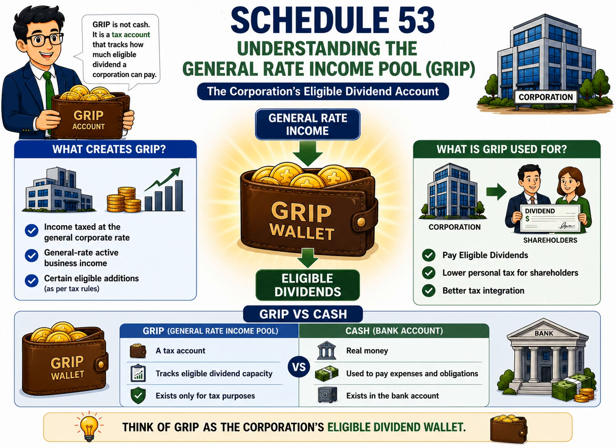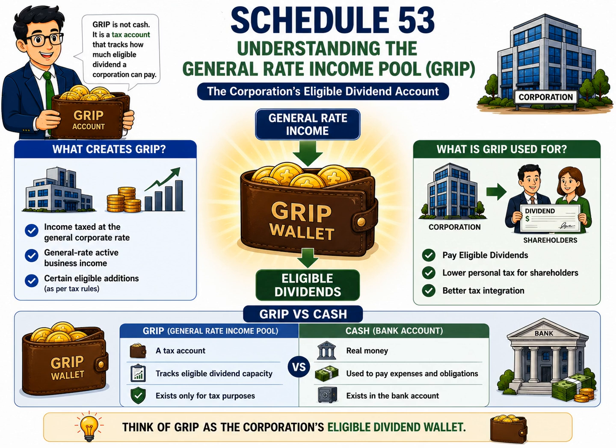It's important to understand that GRIP is not cash. It is not a bank account, and it does not appear on the corporation's financial statements. Instead, GRIP is a special tax account maintained for income tax purposes. Its only job is to track how much eligible dividend a corporation is allowed to pay to its shareholders.